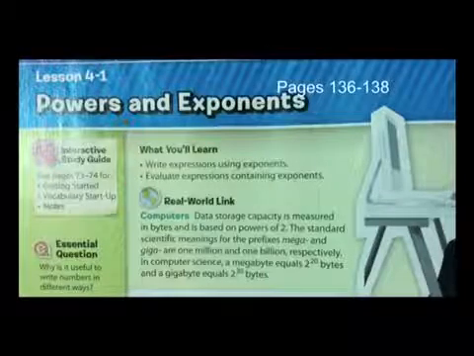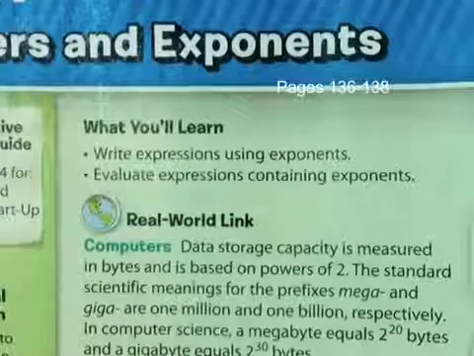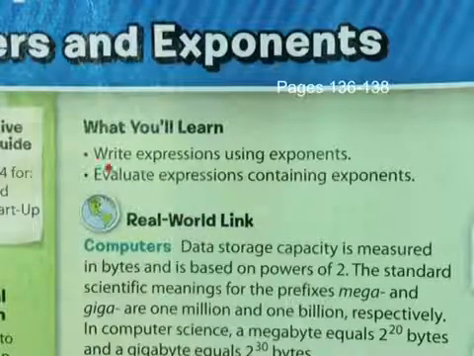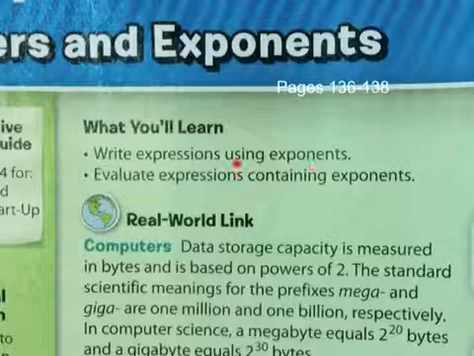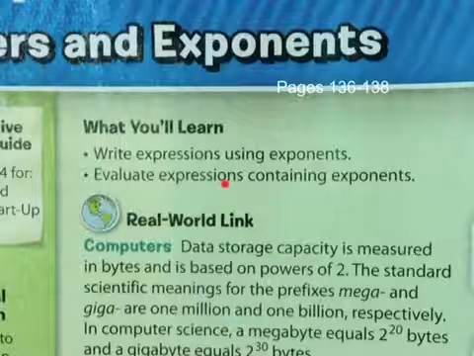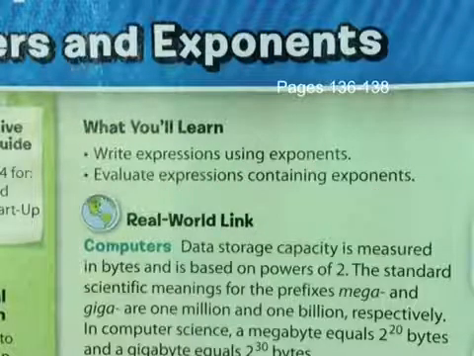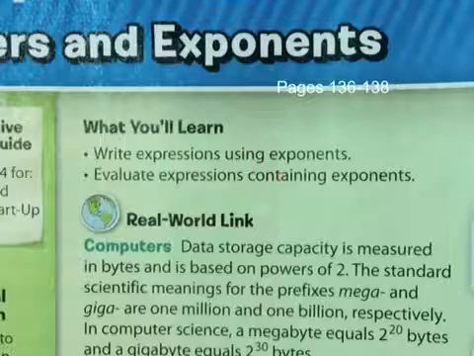So what are we going to learn today? Well, we can zoom in right here and take a look. We're going to write expressions using exponents. We're going to evaluate these expressions containing exponents. So we're really just working with exponents.